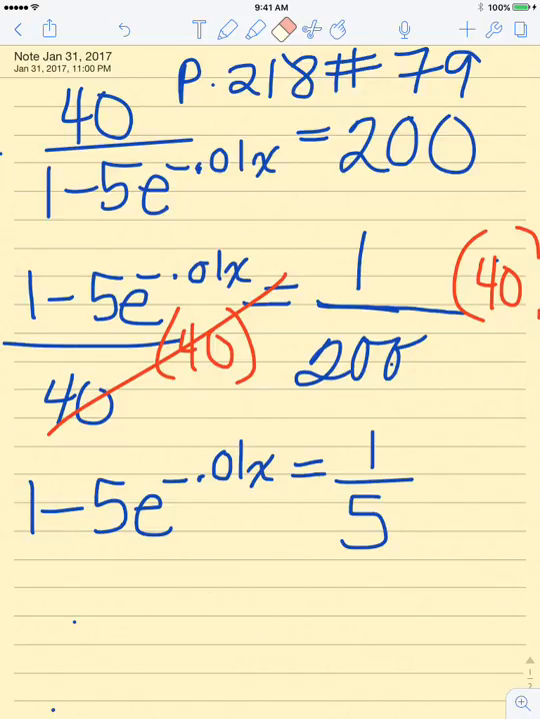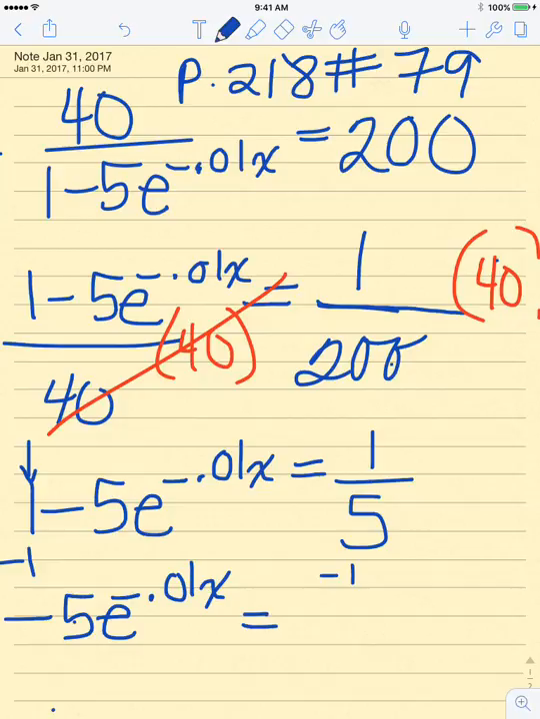Okay. The next thing I'm going to do, again, I want to isolate x. So I'm going to get rid of this constant, this 1. I'm going to subtract 1 from both sides. Remember, this is a positive 1. The negative number is the 5, not the 1. So I'm going to subtract 1 from both sides. So now I have negative 5e to the negative 0.01x power equals whatever 1/5 minus 1 is. And that's actually negative 4/5.